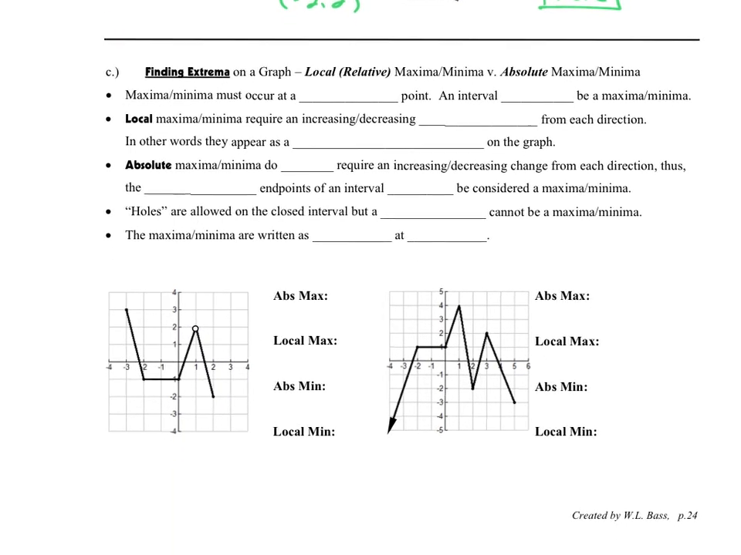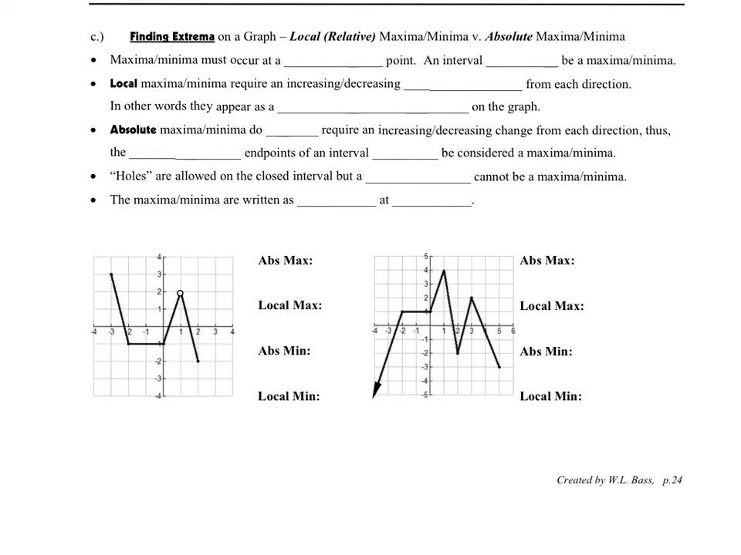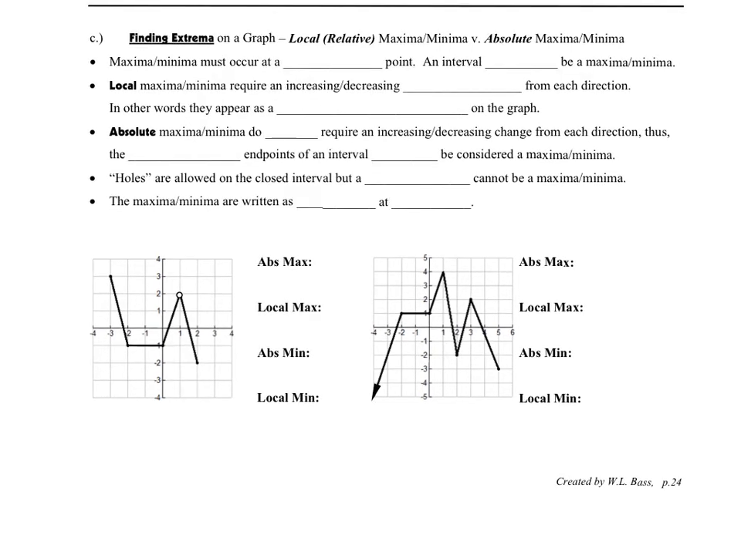Now, on the extrema, we're looking at maxes and mins. We're going to fill in some blanks here. The first thing is that these extrema, these maxima and minima, must occur at a single point. In other words, I can't have an interval. An interval cannot be a max or a min, so I can't have a big plateau. It has to be just a single point.